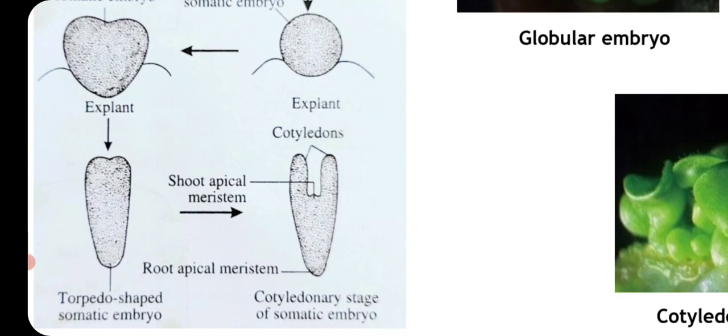Polarity is established early in embryonic development, that is, signs of tissue differentiation appear. At the globular stage itself we can see that polarity is there. That is, two axes we can see. At the last stage, the cotyledonary stage, we can very well recognize which is the cotyledons and which is the root apical meristem. Always this root apical meristem is immersed in the growth media.